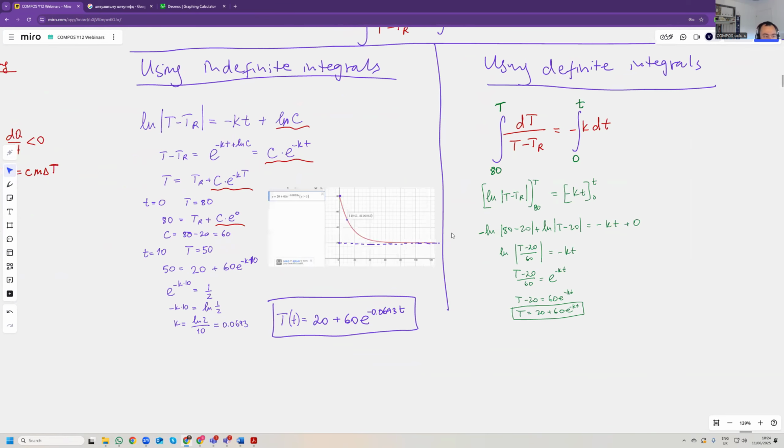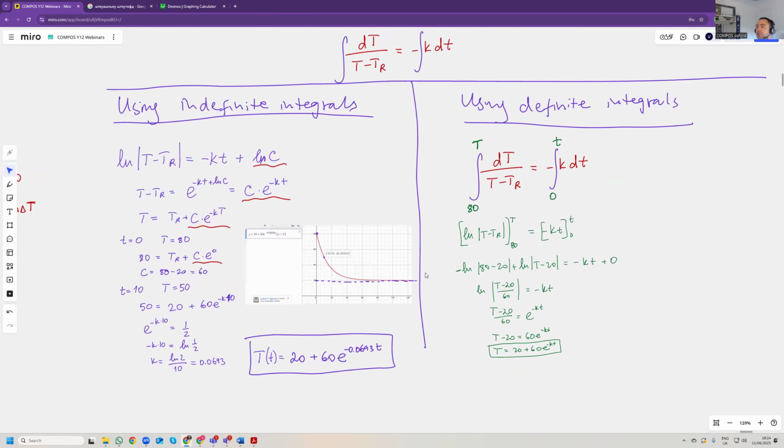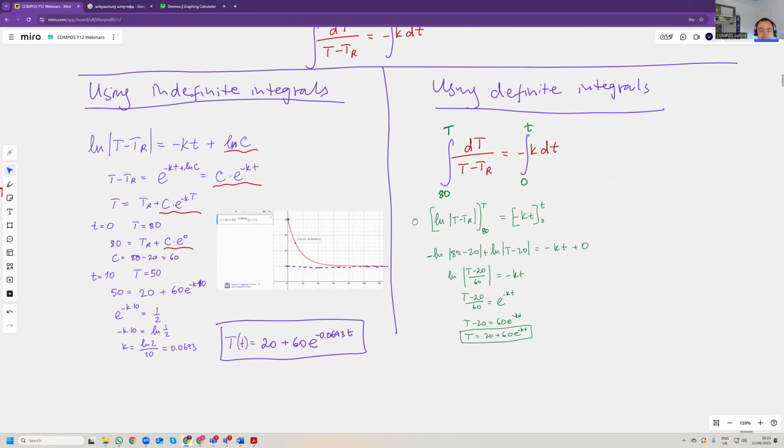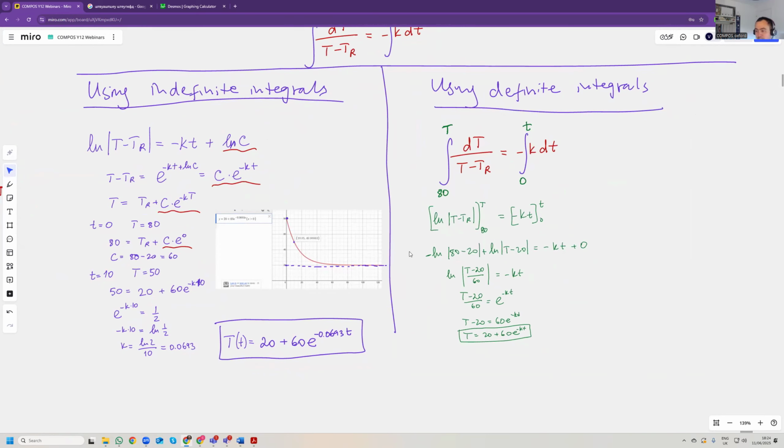Which one do you prefer, the first method or the second? Or you can have no preference, it's fine. Indefinite. Okay. Second seems neat. Okay, 50-50.